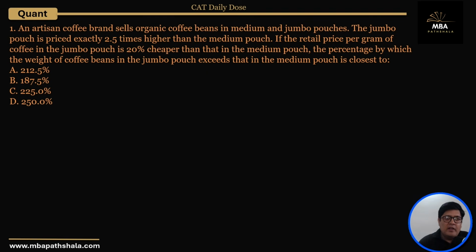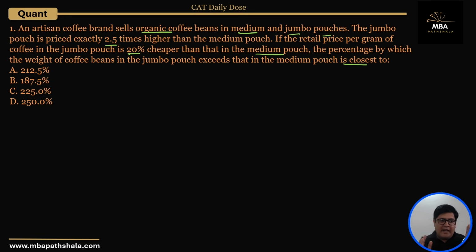We are solving quant questions. An artisan coffee brand sells organic coffee beans in medium and jumbo pouches. The jumbo pouch is priced 2.5 times higher than the medium pouch. If retail price per gram of coffee for the jumbo pouch is 20% cheaper than that of the medium pouch, the percentage by which the weight of coffee beans in jumbo pouch exceeds the medium pouch is closest to.